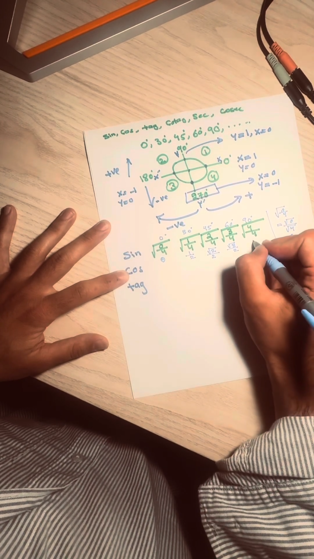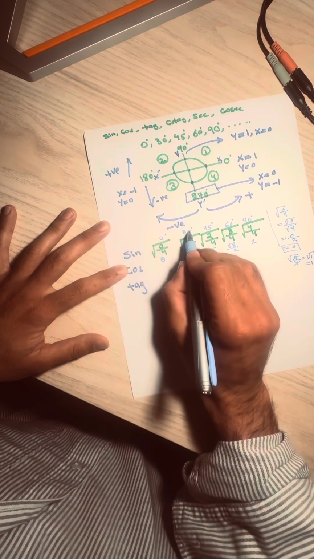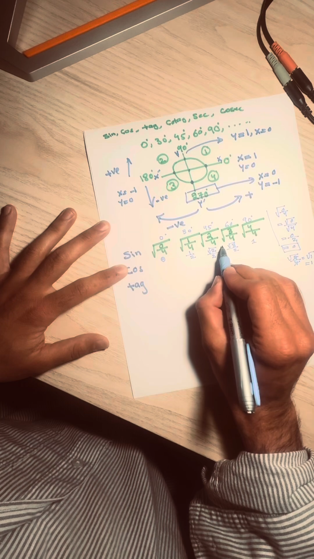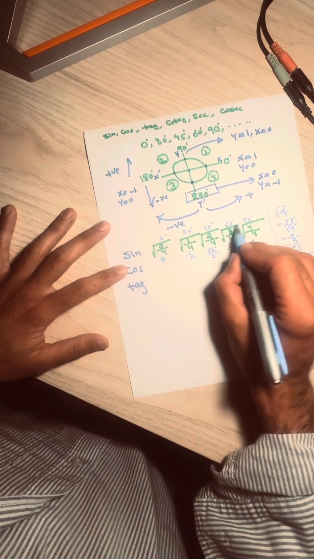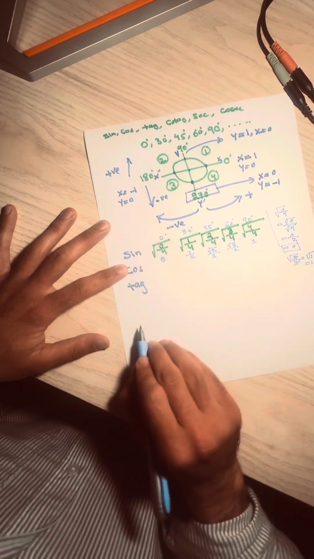It's 1. Now see, sine of 0 is 0. Sine of 30 degree is 1 by 2. Sine of 45 degree is root 2 by 2. Sine 60 degree is root 3 by 2. Sine 90 degree is 1.